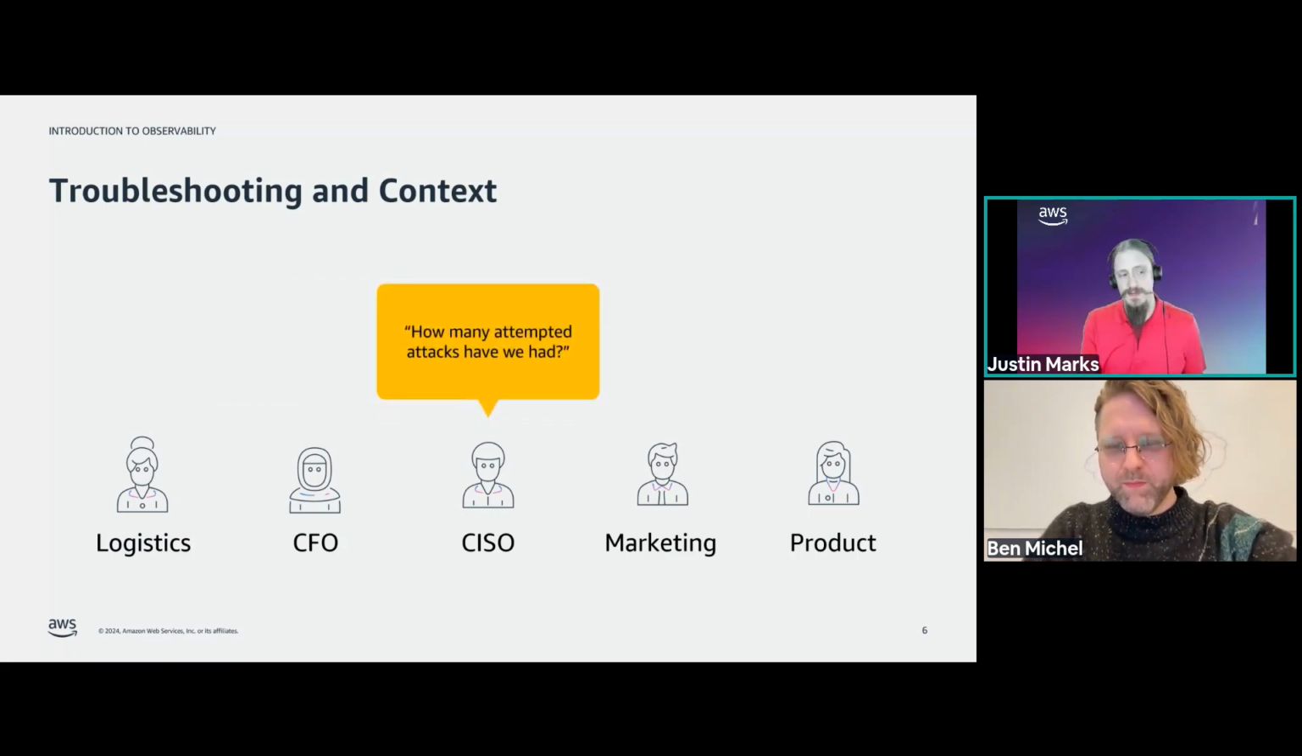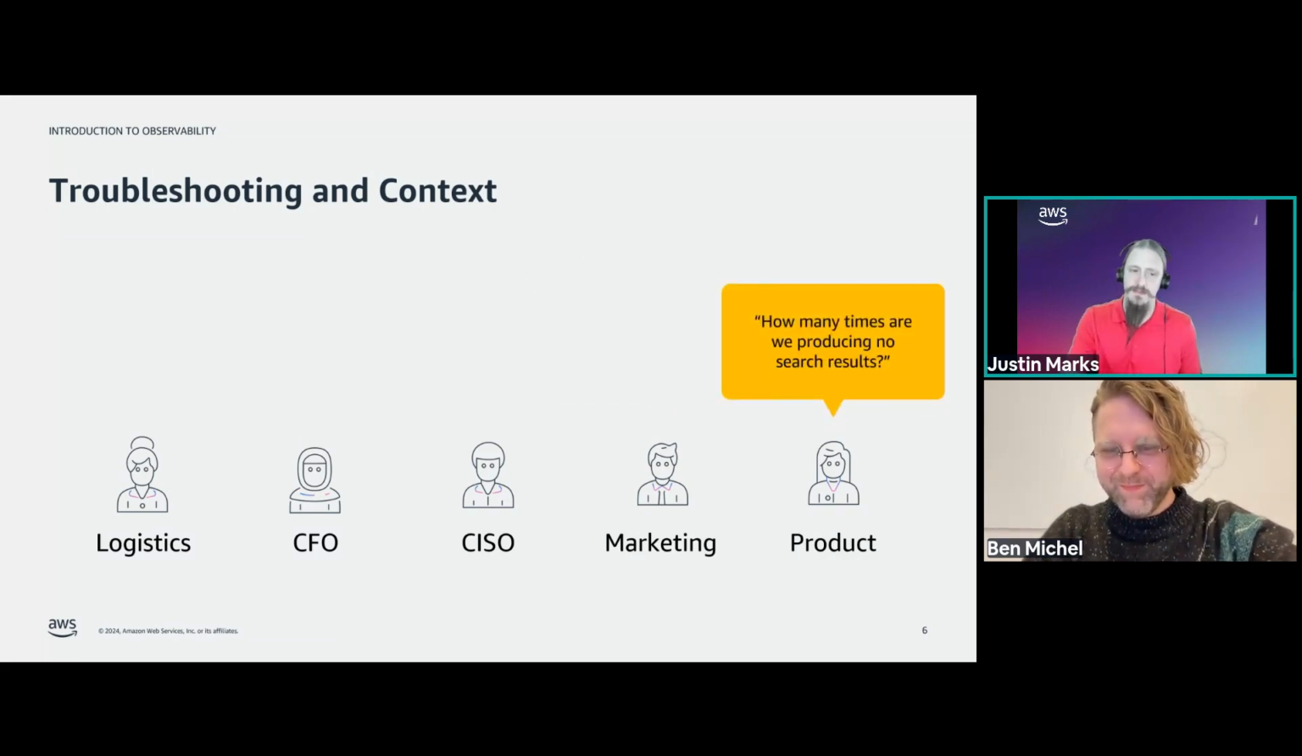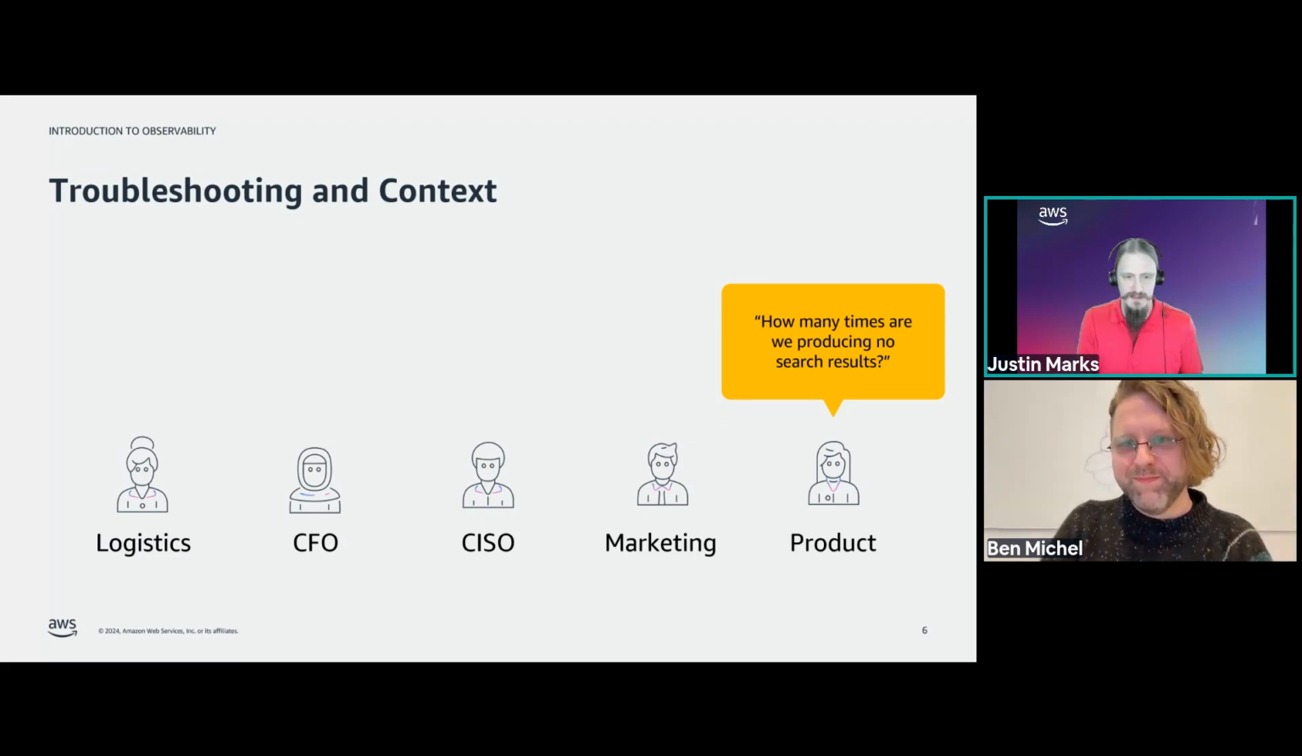Your CISO may be interested in how many attempted attacks have been launched against some of your public endpoints. And you may have to tell them, I have to get back to you on that. You'll see a pattern here. Marketing, loading pages, landing pages, like what are load times? I'll get back to you. Product, hey, how many times are we punching terms into search bars and not getting any results back?